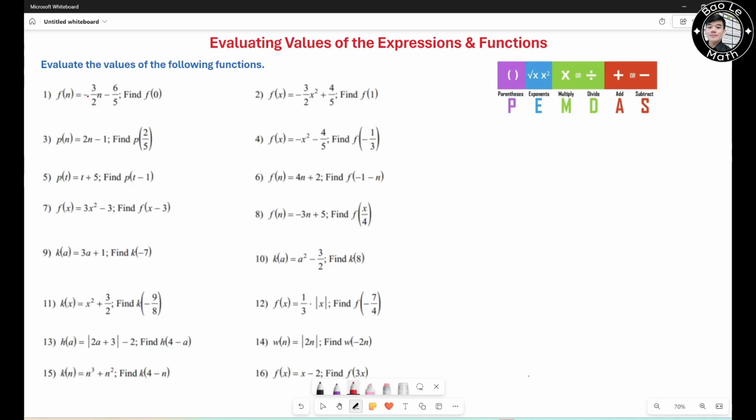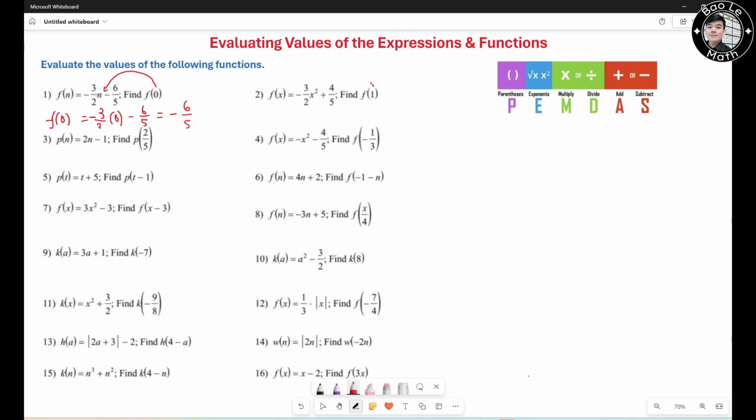Question number 1. f of n equals negative 3 over 2 times n minus 6 over 5. We need to find f of 0. Now, in order to find f of 0, we substitute 0 for n into this function right here. So we have f of 0 equals negative 3 over 2 times 0 minus 6 over 5. Right, so negative 3 over 2 times 0 is going to be 0. So the answer is negative 6 over 5. Right? Now question number 2.